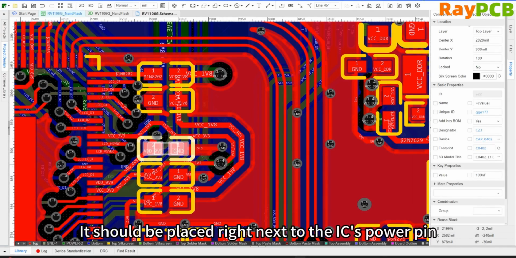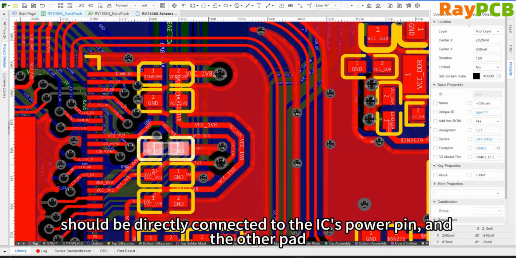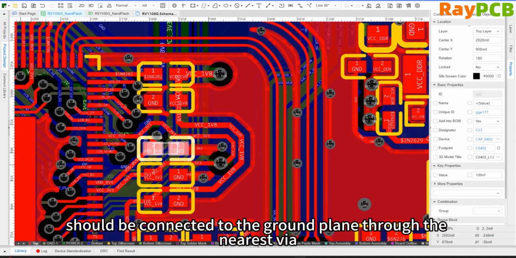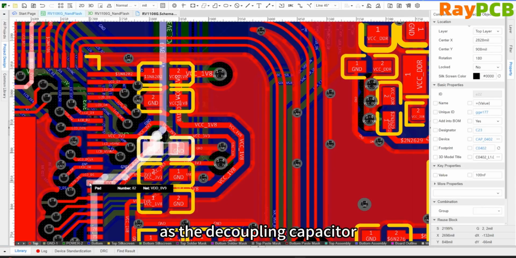It must be placed right next to the power pin of the IC. One pad of the capacitor should be directly connected to the power pin of the IC, and the other pad should be connected to the ground plane through the nearest via. As for this decoupling capacitor, for this pin, it doesn't need to be very large.